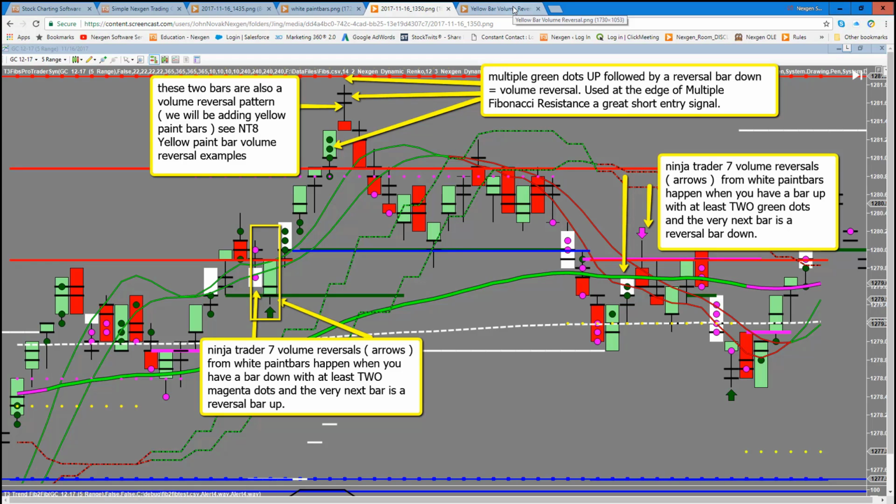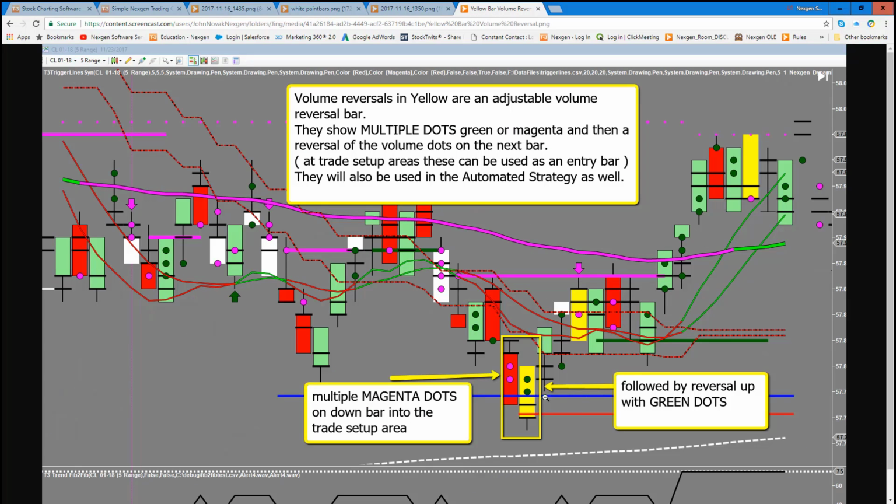And then the final pattern that you'll see is a yellow paint bar inside the market flow. The yellow paint bars are pretty simple. It just means that you had a volume reversal, which means nothing more than you had, let's just say, a couple magenta dots going down, followed by a couple green dots going up. Now, obviously, if you're at Fibonacci support and the triggers haven't broken through and you have divergence, this bar is going to be an entry signal for us.